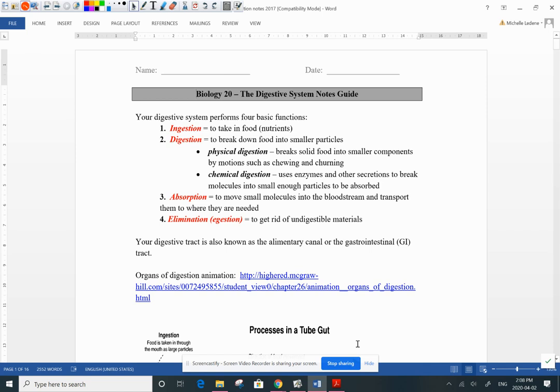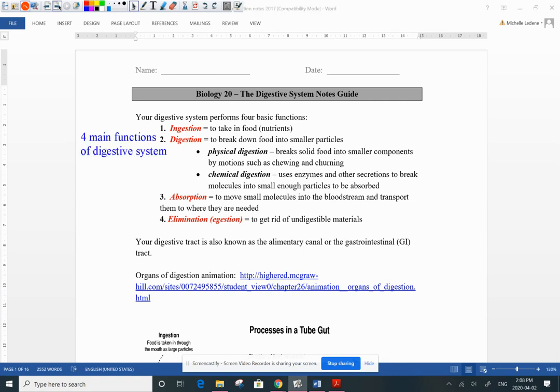Hey, good morning, Bio20s. We today are going to talk about digestion. And we talked the other day about nutrients and macromolecules. Now we're going to talk about the different organs in the digestive system and what it is that they do, so that you can get a burger and that burger becomes nutrients for your cells.